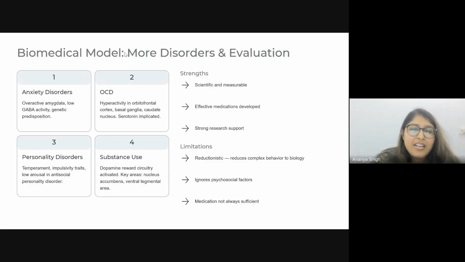But the limitations are that it is very reductionist. It is not biology that is causing everything, right? It reduces complex behavior into very, very simple biology, very simple categories. And it ignores the psychosocial factors completely.